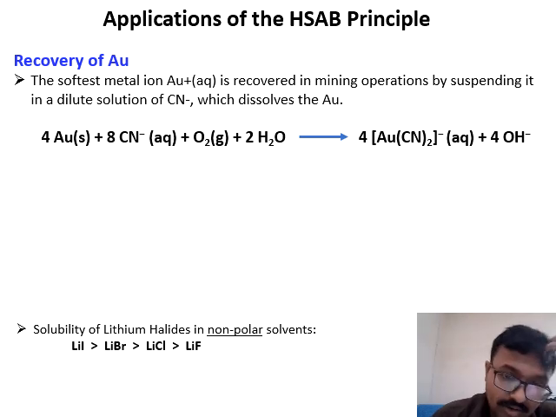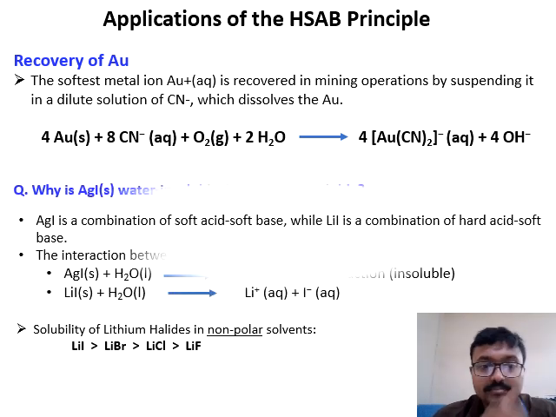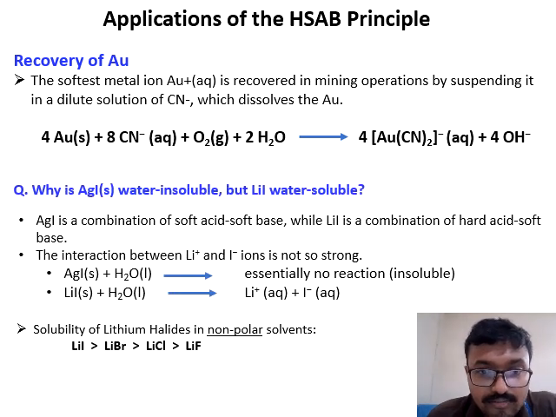Now, applications of the hard soft acid base principle. First one, recovery of gold. Gold is a soft metal and is recovered by suspending it in a dilute solution of CN. So gold reacts with CN and we get the Au(CN) complex. Gold is a soft metal, cyanide is also soft, so because of that we get this stable complex.